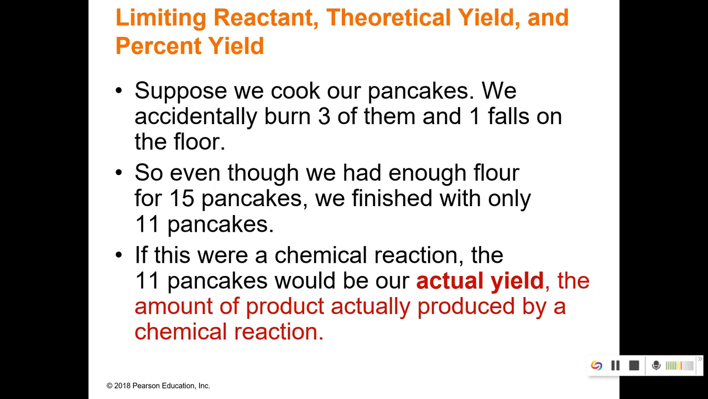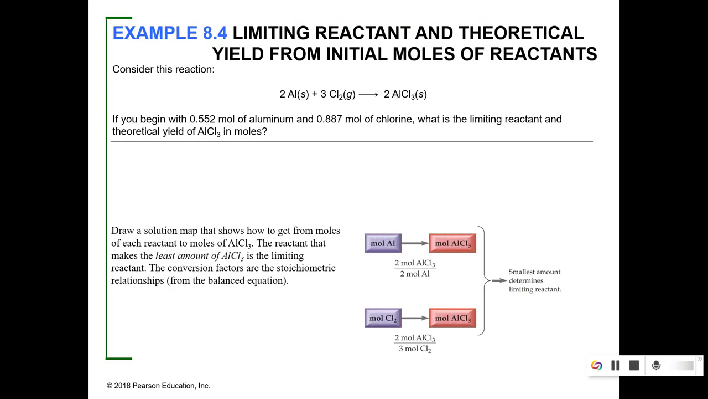Okay, the actual yield is the amount of product that we produce in a chemical reaction, so the actual amount. And in lab, it is generally less than the theoretical amount. So here they said they burned some pancakes and 1 fell on the ground. So while we could have made 15, they only made 11.